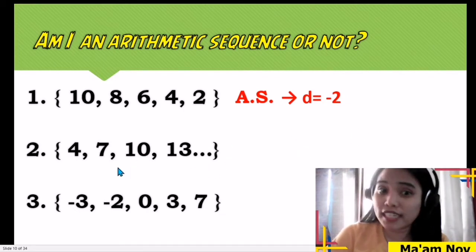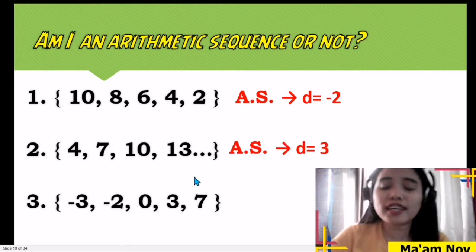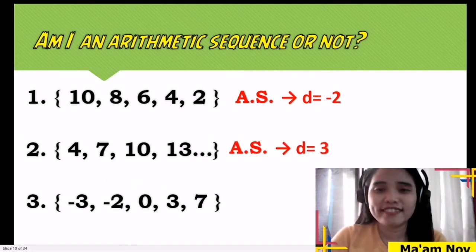O ito, example kanina, very easy. That's right, 3. So, ang common difference sa kanila is 3. That is why that is called an arithmetic sequence.